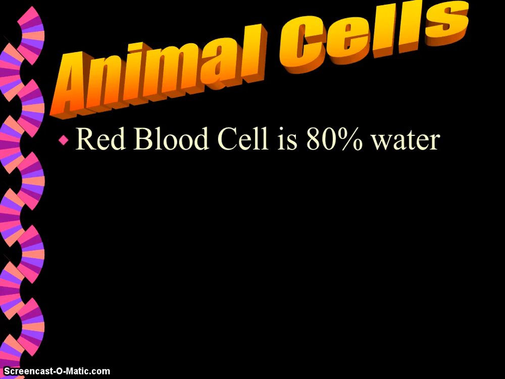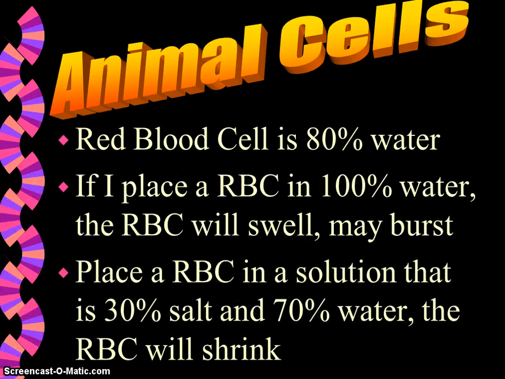So just to review animal cells, you have to remember that a red blood cell is 80% water. So if we place a red blood cell in 100% water, or a hypotonic solution, the red blood cell will swell and probably burst. If we place that red blood cell in a hypertonic solution, so it's only 70% water, it's less, the red blood cell will shrink.